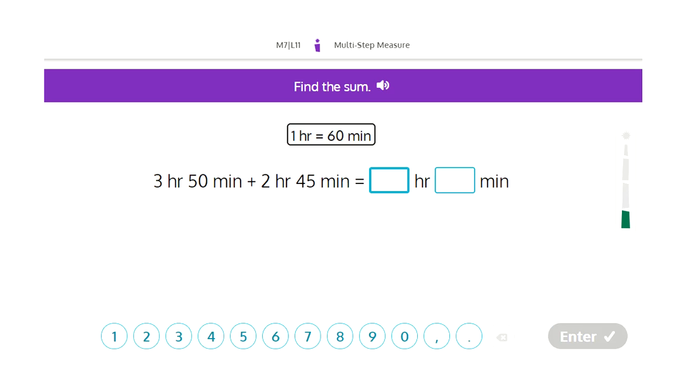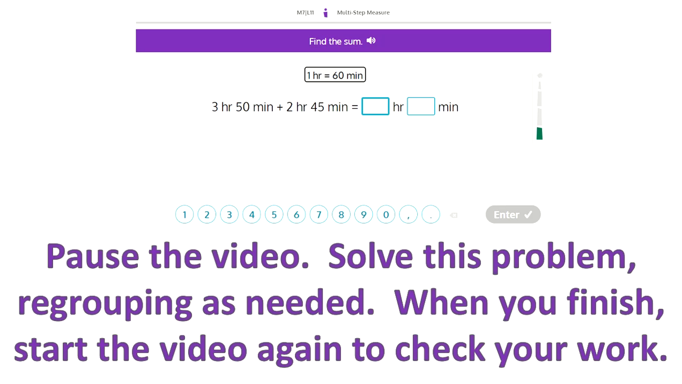Our next problem asks us to find the sum. Remember, 1 hour is equal to 60 minutes, and you need to figure out 3 hours, 50 minutes, plus 2 hours, 45 minutes. What would be the sum in hours and minutes? At this time, I would like you to press pause. Go ahead and take out some paper, solve this problem on your paper, regrouping as needed. And when you finish, start the video again to check your work.